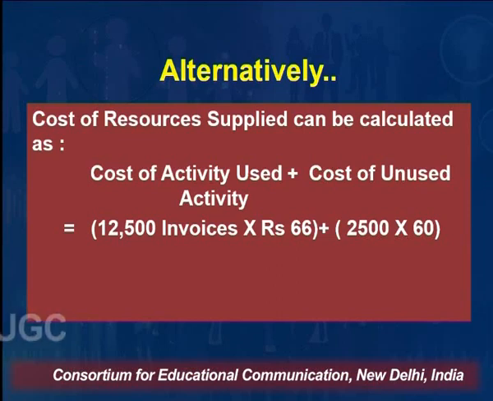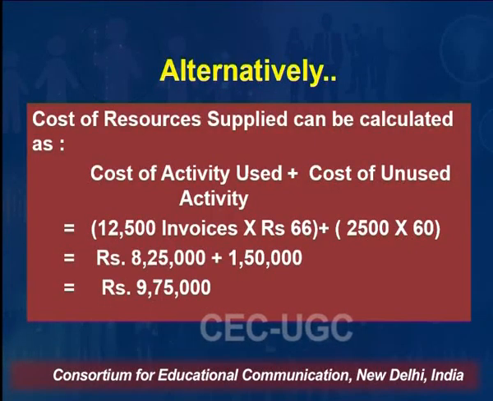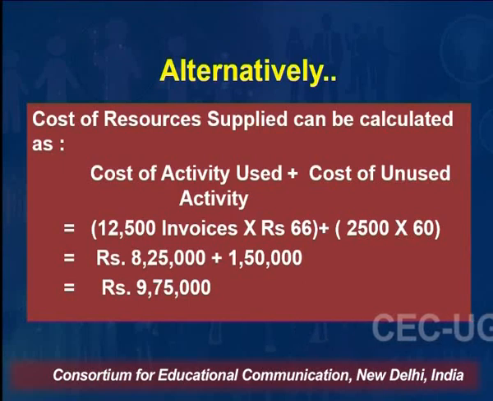But for the remaining 2,500 invoices, do remember that variable cost shall not be incurred. Because if there is no production, if there is no processing, obviously the cost is not there. So 2,500 into 60 will give me the cost of unused activity. For this I shall be incurring the fixed cost only. There is no expenditure on account of variable cost. So we multiply 2,500 into 60, and add it to 8,25,000. With 1,50,000 it gives me the same answer, 9,75,000.